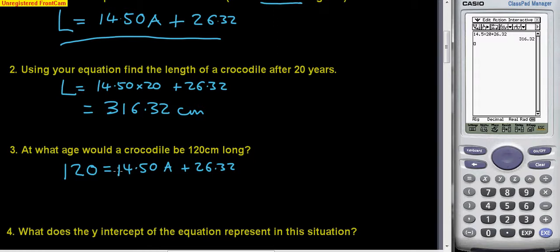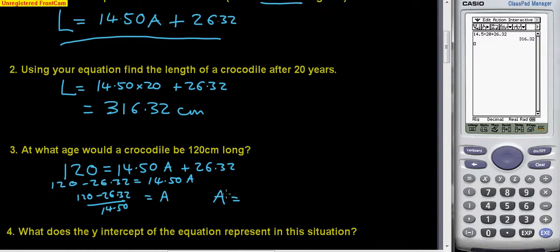The way to solve this algebraically, I would take 26.32 away from both sides to start with, so I'd get 120 minus 26.32, and that would equal 14.5 A. And then I would divide both sides by 14.5, so that A would be 120 minus 26.32, all divided by 14.5. At that stage I would have to use my calculator to find what that comes to, and I would get that A equals something.